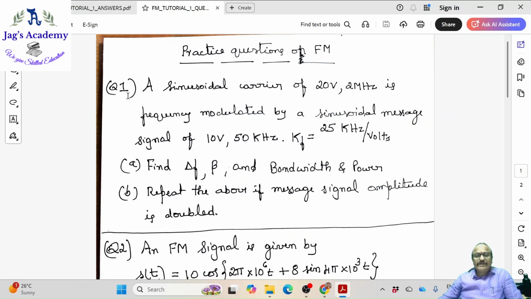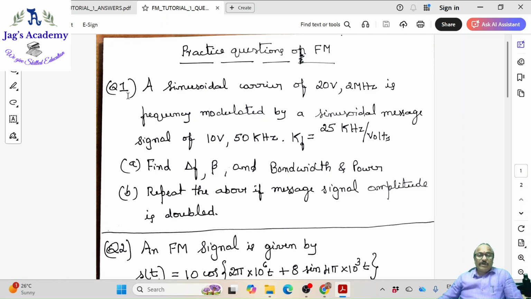A sinusoidal carrier of 20 volts and 2 megahertz is frequency modulated by a sinusoidal message signal of 10 volts and 50 kilohertz. And the frequency deviation constant, or we can call it a proportionality constant, Kf, is equal to 25 kilohertz per volt. You have to find out delta F, which is called the maximum frequency deviation, beta, which is called the modulation index, and bandwidth and power.